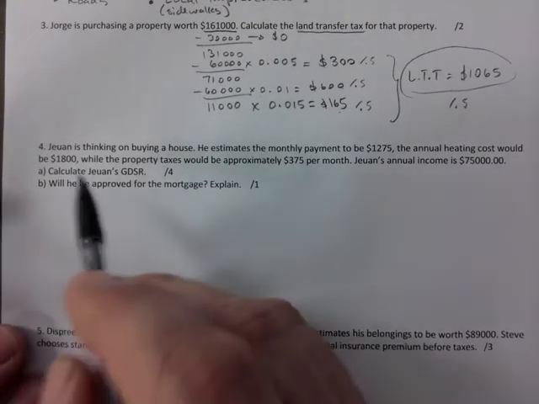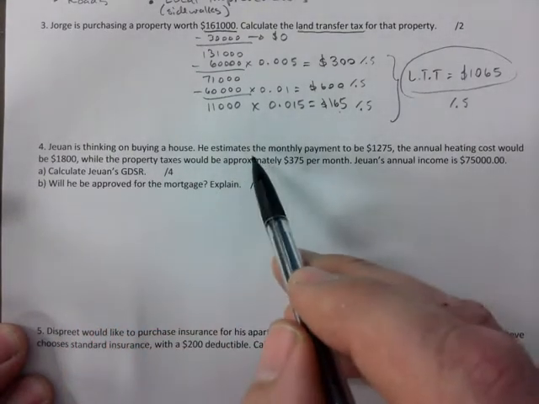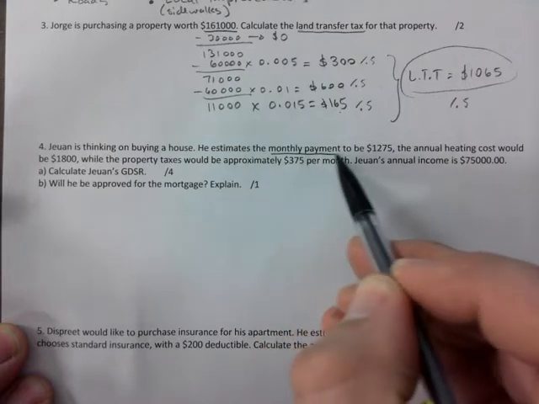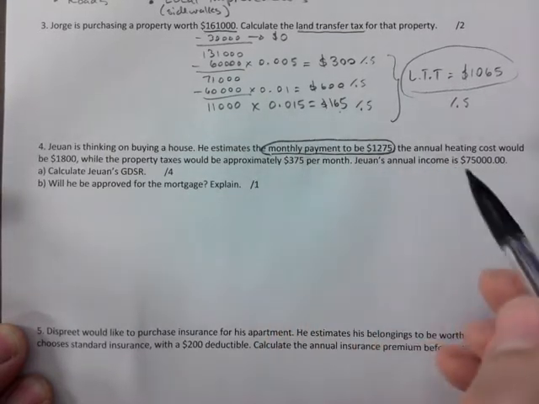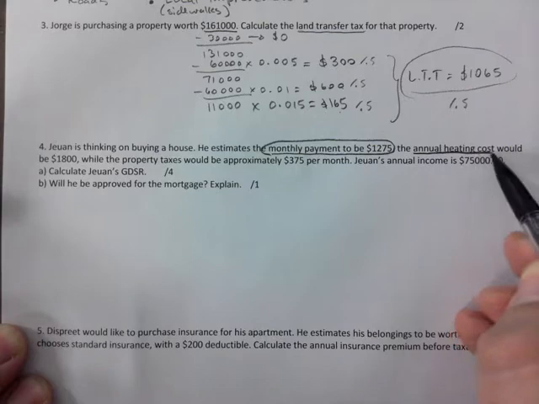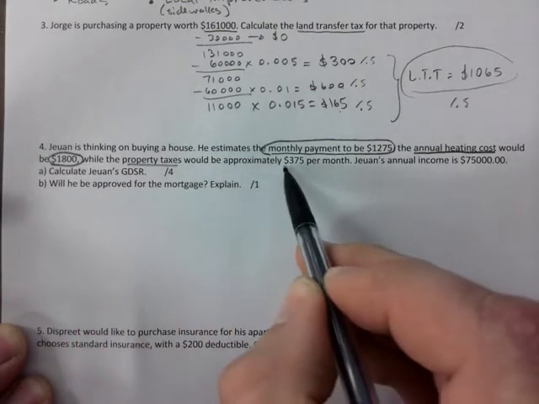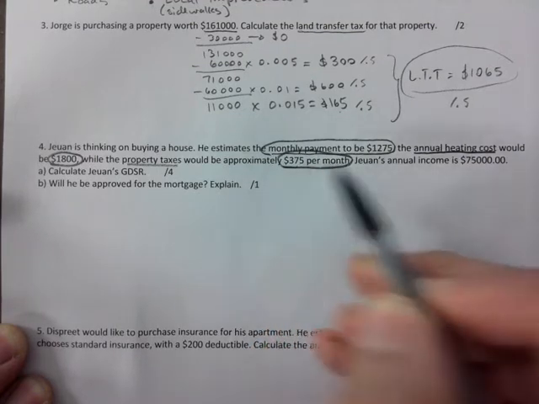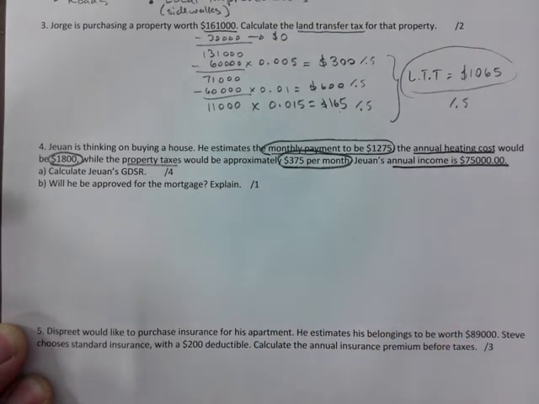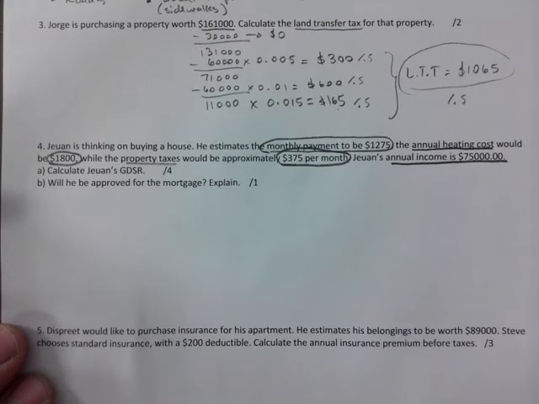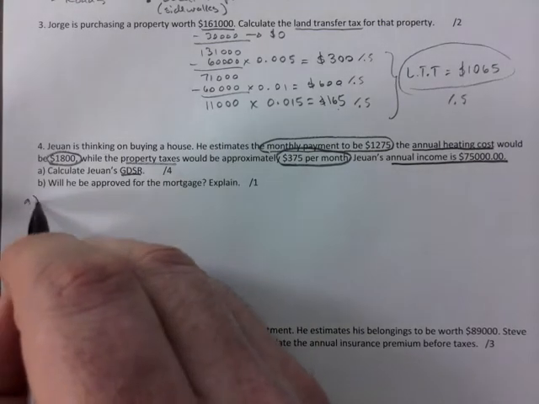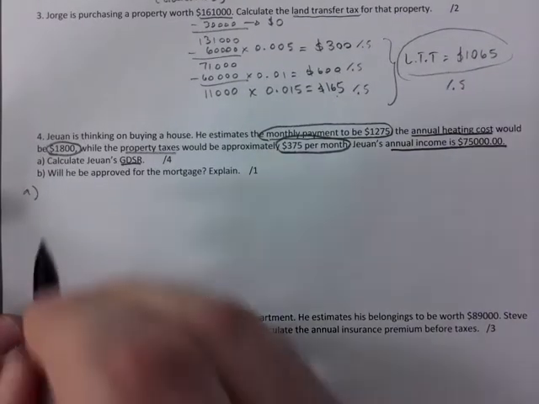Okay, Juwan is thinking of buying a house. He estimates that the annual heating would be $1,800. The property taxes would be $375 a month, and the annual income is $75,000. Calculate the GDSR. That should tell you something. If you weren't here yesterday, it means nothing to you. It's just a bunch of letters, right? And that's kind of how it goes.